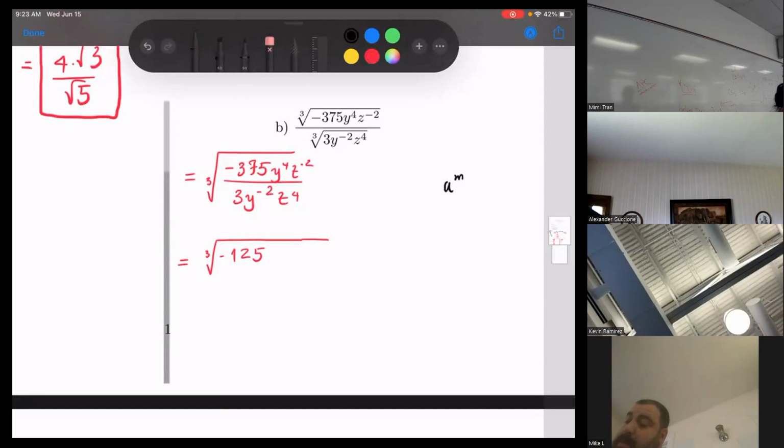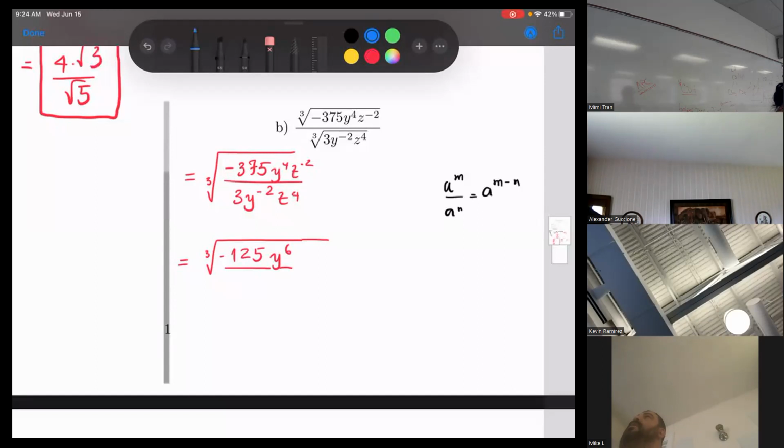If I have a to the n divided by a to the m, it is a to the n minus m, which is the right track. But remember, minus, right? So 4 plus 2 is 6. So y to the 6. And then z to the, now you don't want a negative exponent on the top. So what do you think? Let's go ahead and do it.